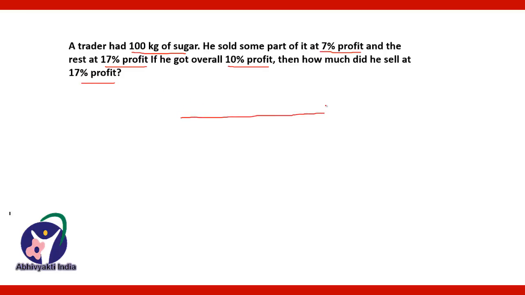A trader sells some part at 7% profit and some part at 17% profit, gaining overall 10%. This is N1 and this is N2. So N1 is equal to what? N1 is equal to 17 minus 10, that is 7. And N2 is what? 10 minus 7, that is equal to 3. So the ratio is 7:3.